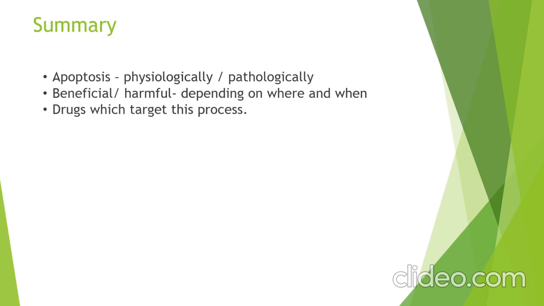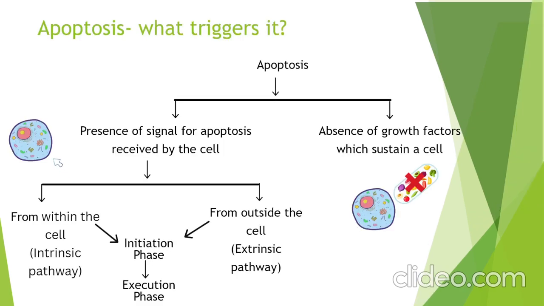So in summary, apoptosis can be physiological or pathological. It can be beneficial or harmful depending upon where and when it is occurring. And you also need to know apoptosis because there are drugs now which can target this process. So you have drugs which can induce apoptosis, for example in tumor cells, or drugs which can hamper apoptosis. You would need this in case of treatment for neurodegenerative disorders.